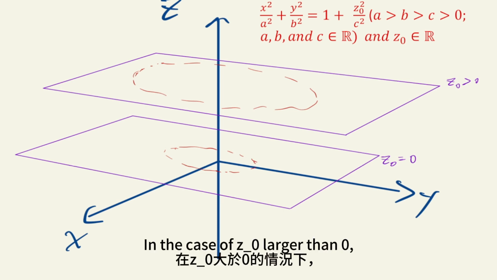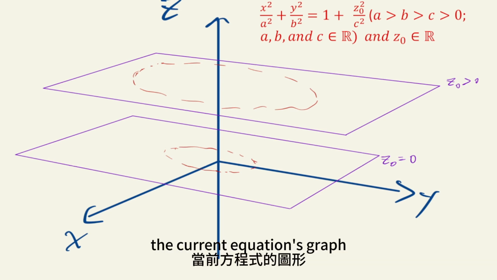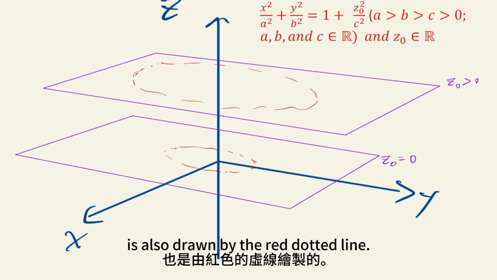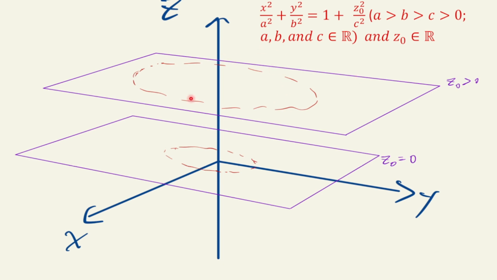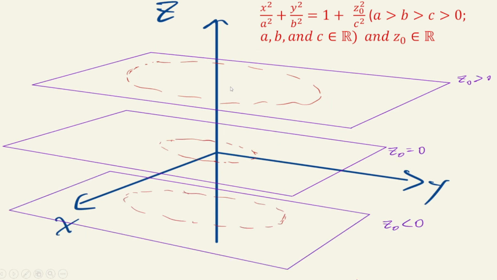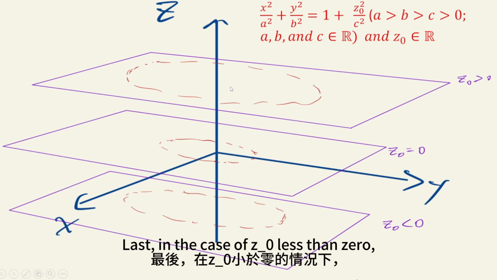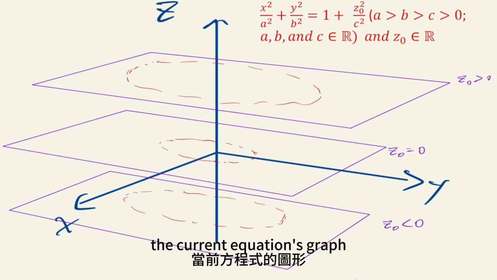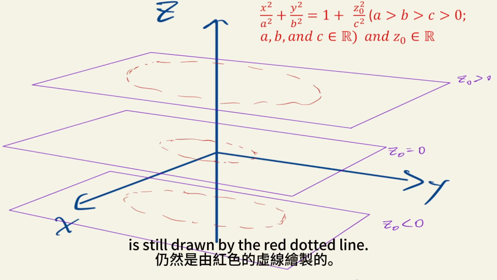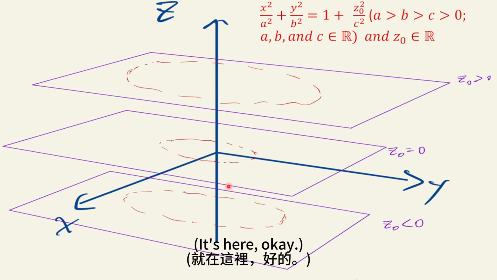In the case of z sub 0 larger than 0, the current equation's graph is also drawn by the red dotted line. Last, in the case of z sub 0 less than 0, the current equation's graph is still drawn by the red dotted line. It's here.